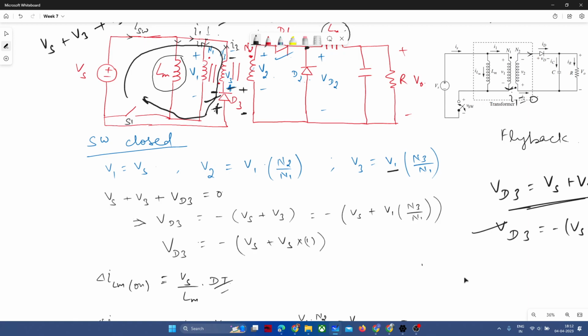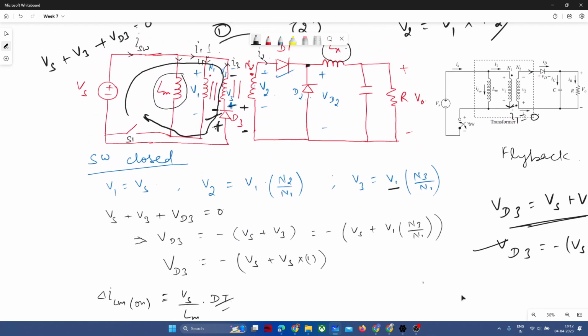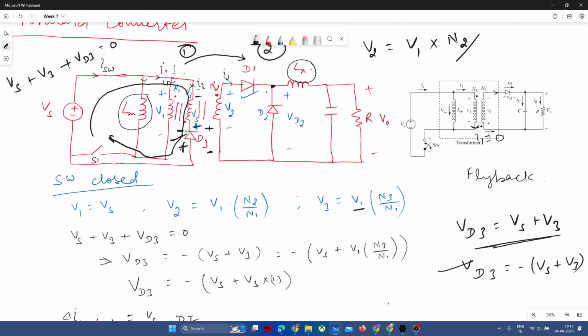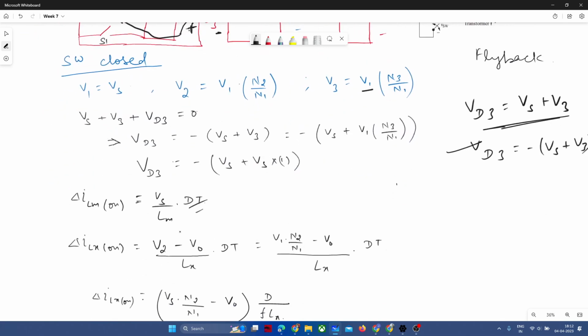And on the secondary side, we have the voltage V2, which is nothing but V1 into N2 by N1. If this polarity is positive, our D1 will be closed and D2 will be open. And this Lx inductance is similar to our conventional buck converter, right? In this circuit as well, our inductor will be charged during the switch on period, so its slope will be V2 minus V0 divided by Lx. That's what we have written already.